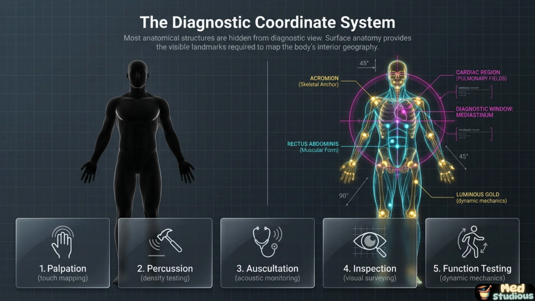There are 5 core techniques that rely on surface anatomy knowledge: palpation, which is touch-based mapping of underlying structures; percussion, which tests tissue density through sound; auscultation, which uses a stethoscope to detect acoustic signals from organs; inspection, which reads the surface visually; and function testing, which reveals dynamic muscular and joint anatomy through movement. Every one of these techniques depends on knowing exactly which surface landmark corresponds to which deep structure. The surface is the interface between the clinician and the interior of the body.